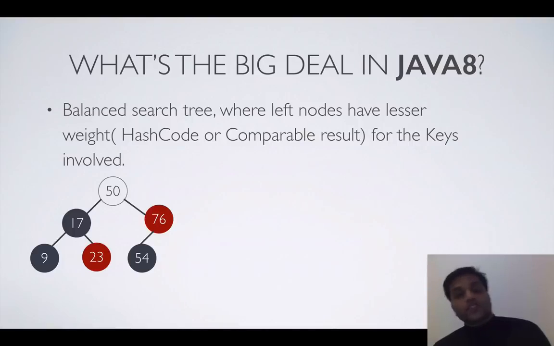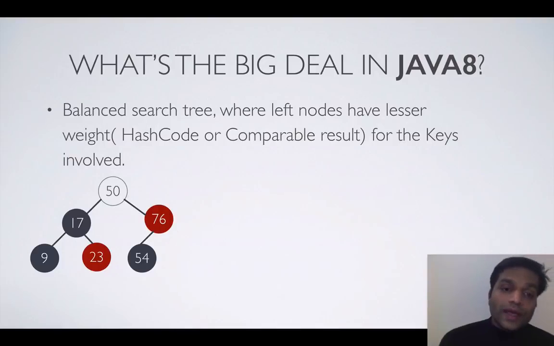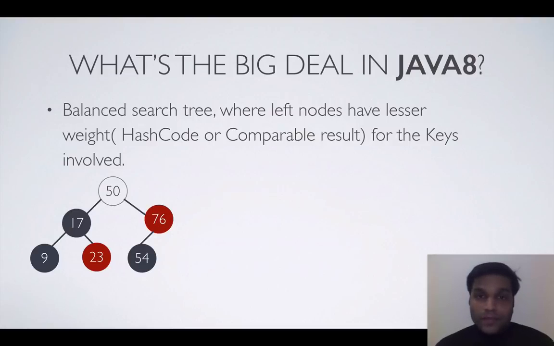The balanced search tree is ordered based on the hash code, as the smaller hash code will be on the left-hand node, and the higher hash code will be on the right side. In case the hash codes are the same, the keys are compared, and the bigger key goes to the right and the smaller key goes to the left. So again, the efficiency of the tree-based implementation enhancement depends a lot on the hash code and comparable implementations that you have provided. So that is the enhancement in Java 8.